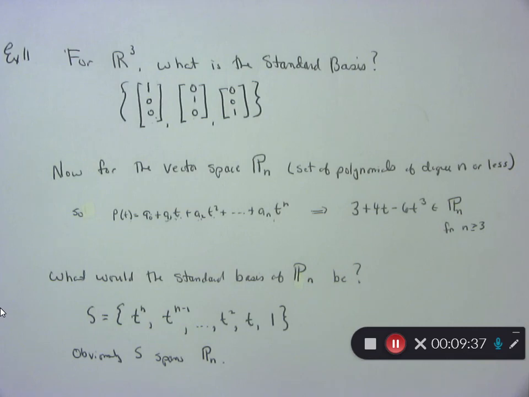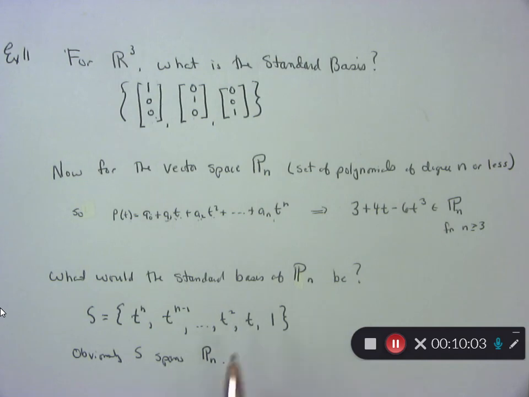What is the dimension of Pn, Pn being the set of polynomials of degree n or less? What would it be? Nothing by. We're not talking about matrices here. We're talking about the number of components, vectors, if you will, the number of vectors in the basis. N plus 1. Why plus 1?